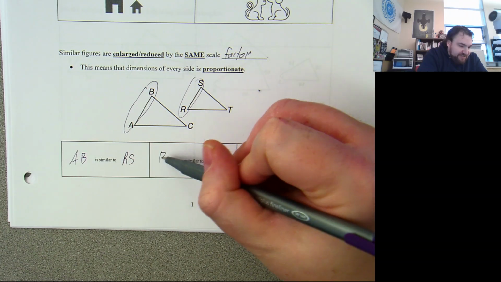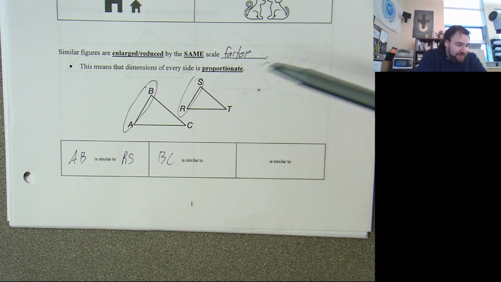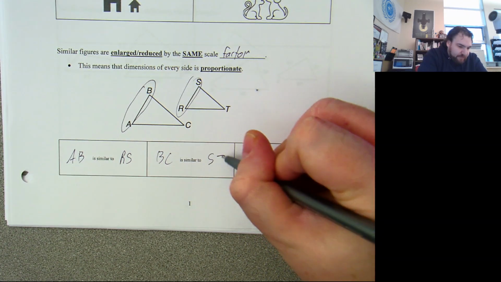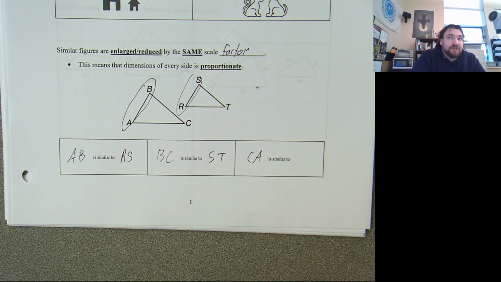So then BC is going to be similar to what corresponding side on this triangle? ST. And then CA is going to be similar to what corresponding side on the other triangle? TR.